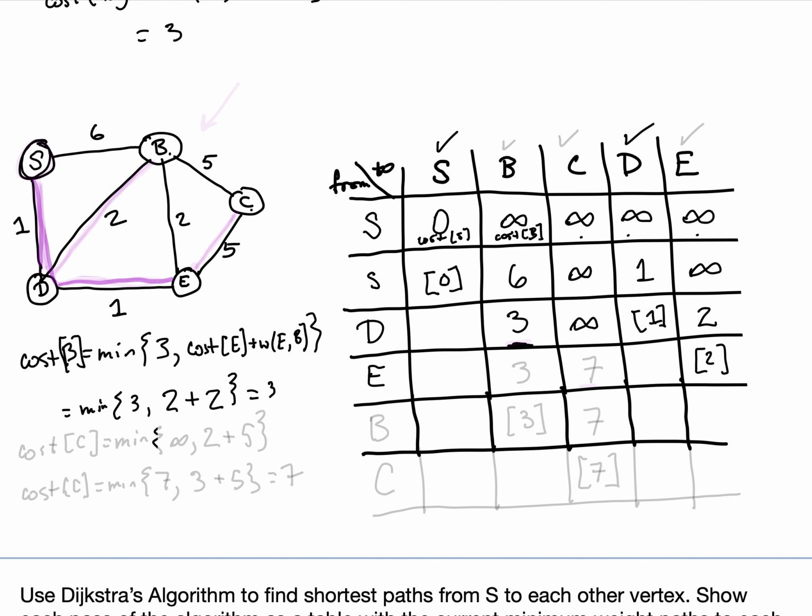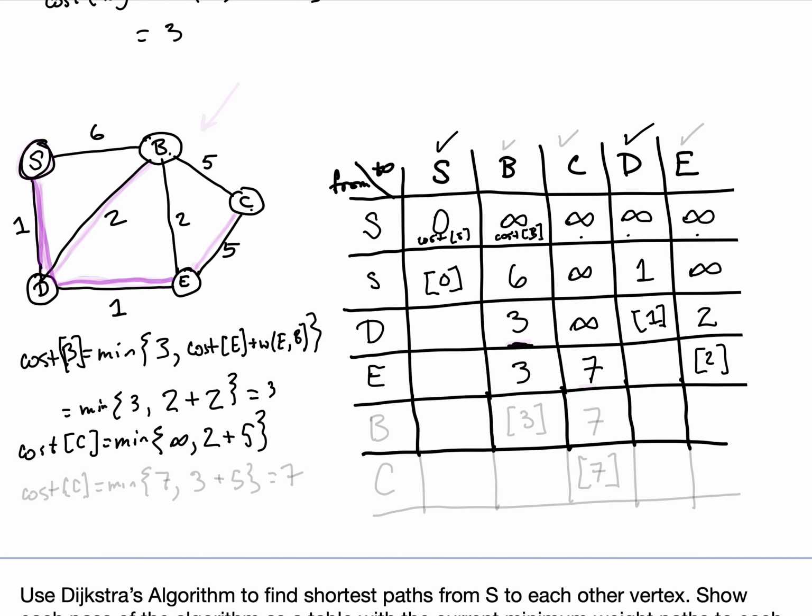How about C? Well, the previous cost was infinity, so probably we're going to be improving that. So the new cost for C is going to be the minimum of infinity and the cost so far to get to E, which was 2, plus the cost of the edge from E to C, which is 5. So the minimum of infinity and 7 is 7.